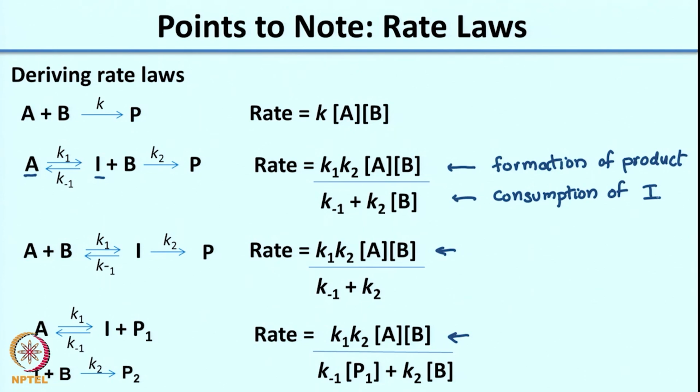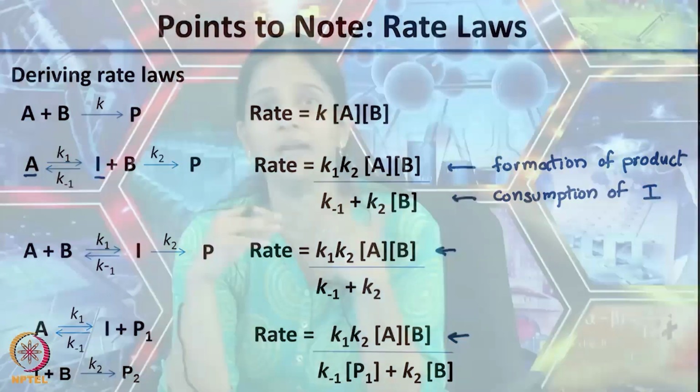Now, there is a difference because there are different mechanisms in all these scenarios for consumption of the intermediate. So, this is a very interesting fact that when you derive the rate law, all the terms in the numerator would lead to formation of product and all the terms in the denominator would lead to consumption of I. Now that we have an idea of deriving rate laws, instead of A and B, you can imagine actual reactants. You can think of organic molecules and derive their rate laws. So, now let us look at specific examples.